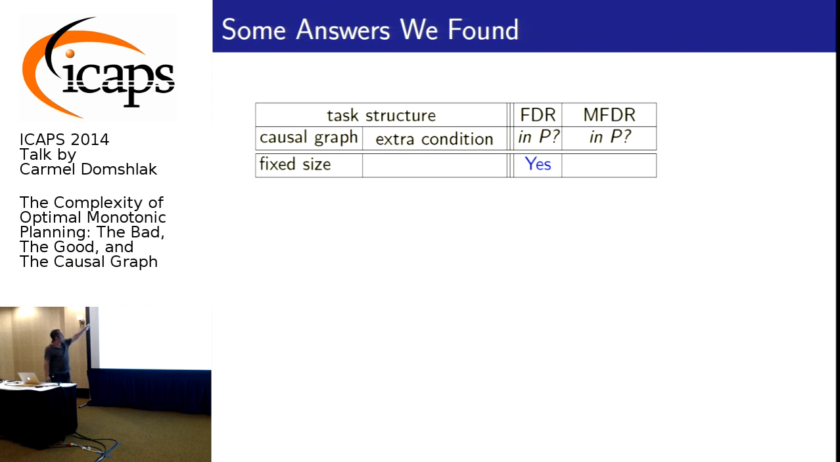In terms of causal graph structure and some possible additional conditions. They may refer to the structure of the causal graph or to something else. And here the question is, okay, it's polynomial or not. Again, we ask questions about optimal planning. And the basic fragment is, suppose that you have only a fixed number of state variables. Well, trivially, FDR is polynomial time because you can simply compute the whole state space and solve it exhaustively.